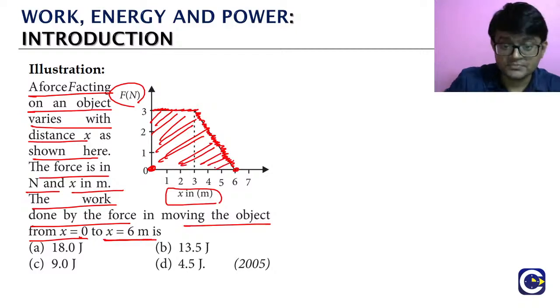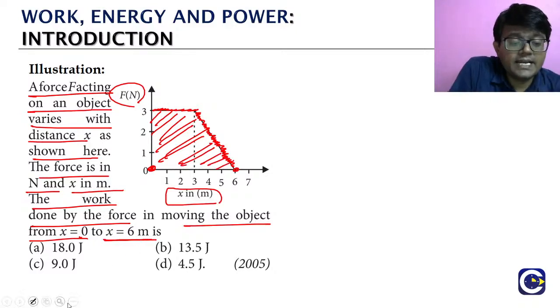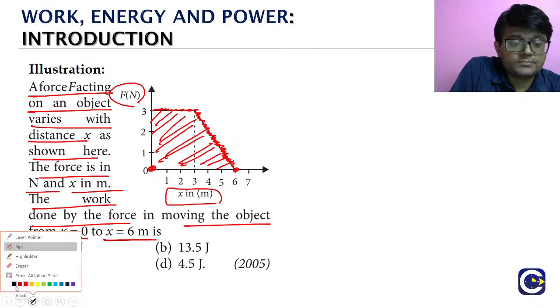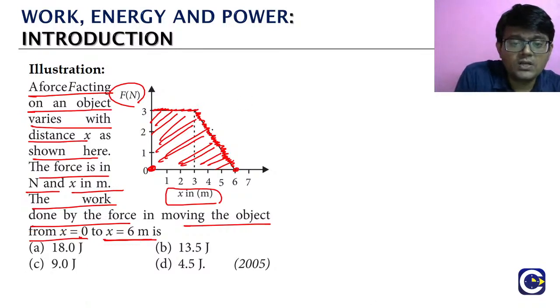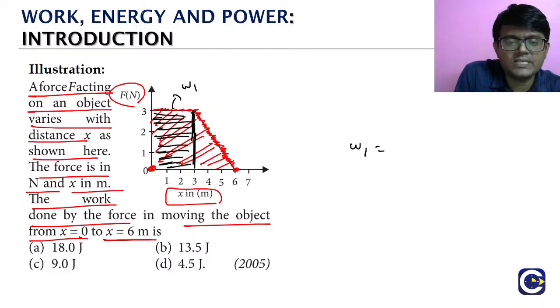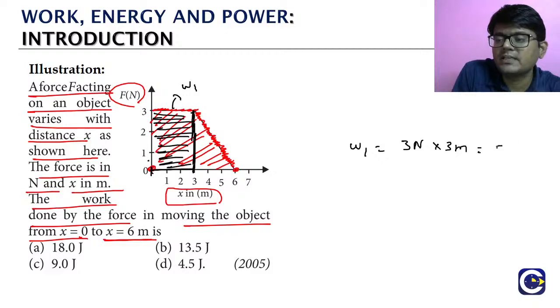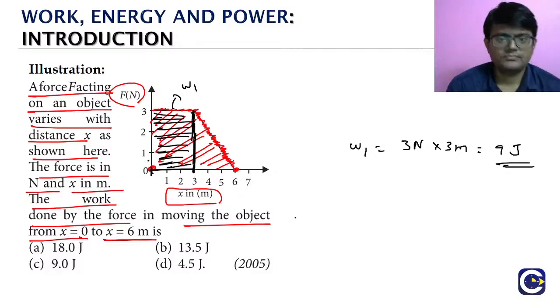This area. Now here you can see this area, right? We can divide it into two parts. How can we divide this into two parts? Look at this, they have already given us the marking here. So this is one part. It's a rectangle. What is the work in this case? Area is what? Rectangle. What is the base here? 0 to 3 means 3 meter. What is the height? 0 to 3 means 3 newtons. 3 newtons into 3 meter. What is it? 9 joule. Okay. So what will be in terms of the SI unit?